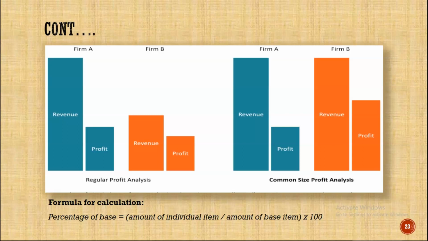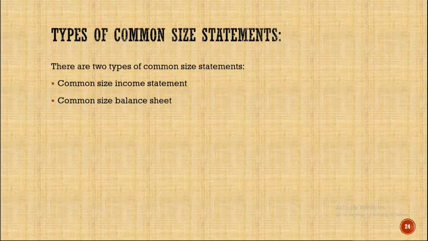The management efficiency can be seen by using this common size statement analysis. And the formula for calculation used is percentage of base is equal to amount of individual item divided by amount of base item into 100. There are two types of common size statements. First is common size income statement and next is common size balance sheet.